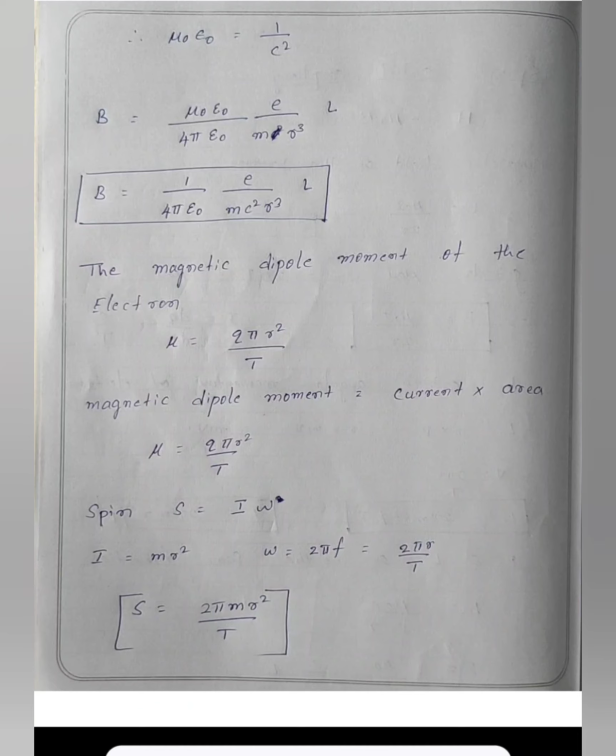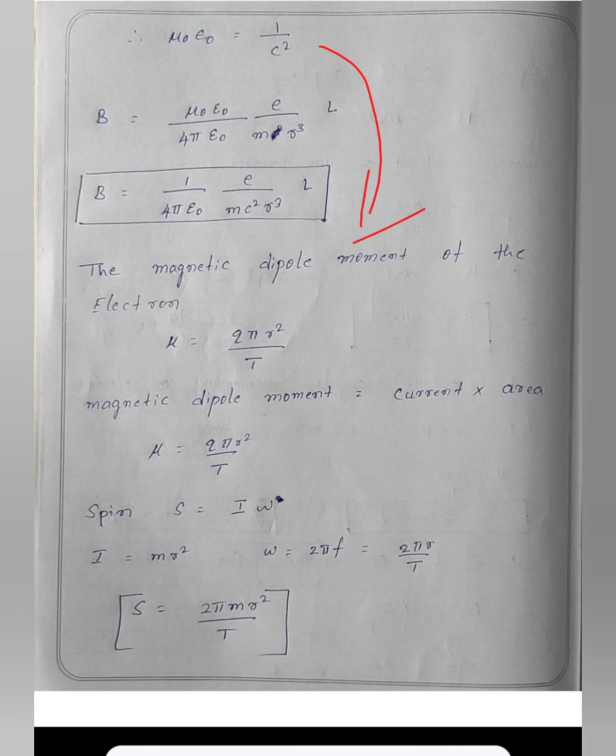Mu naught epsilon naught is equal to 1 over c square. You may not know this equation. It comes in the third semester of the MSc course, from the paper Classical Electrodynamics, unit number 3 or unit number 4. So mu naught epsilon naught is equal to 1 over c square.